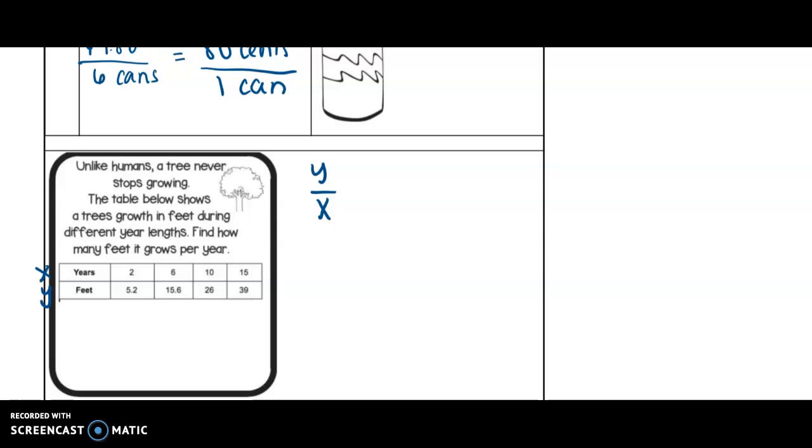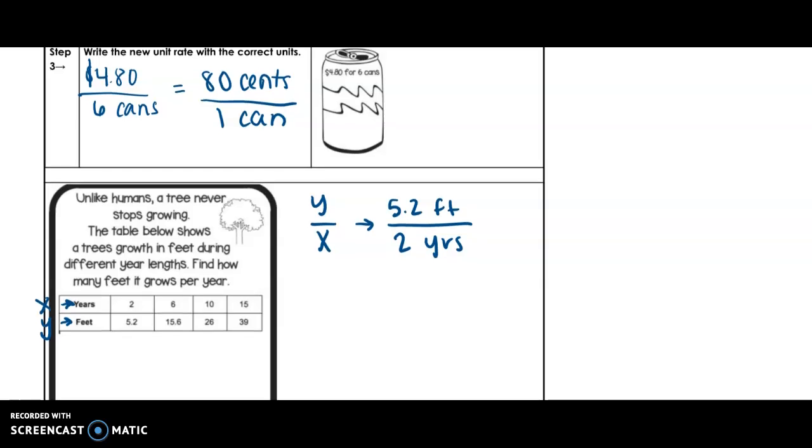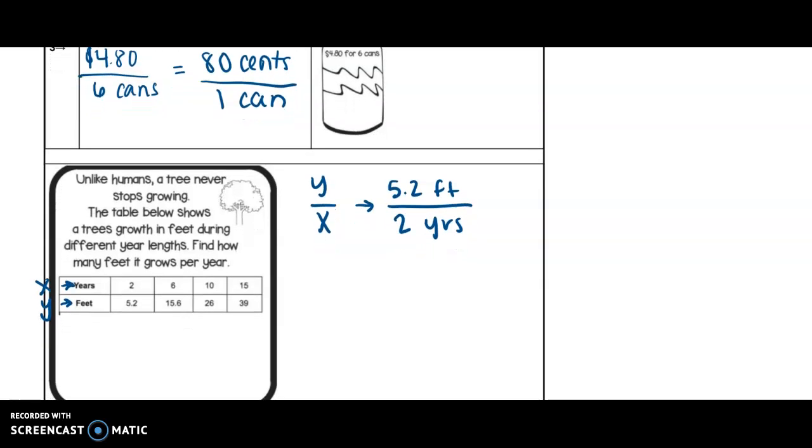So we have our feet, that's going to go on top. So we have 5.2 feet over 2 years. So it grew 5 1/5 of a foot in 2 years. What's nice with the table is it gives us our units, so we know what we need to label it as.